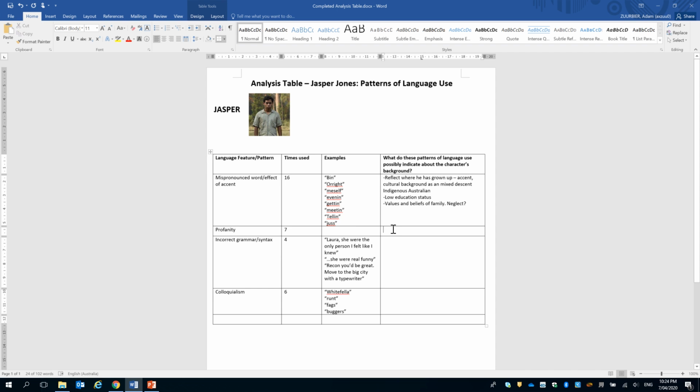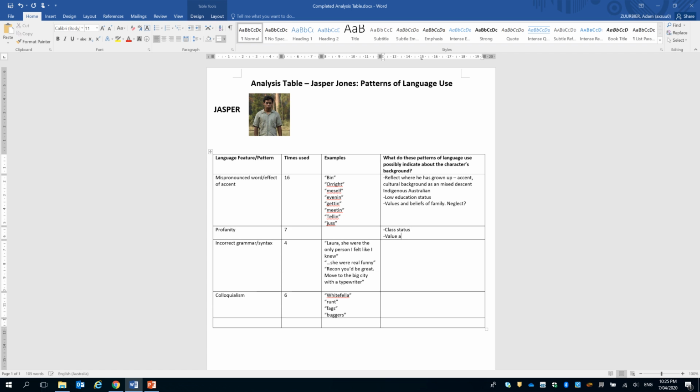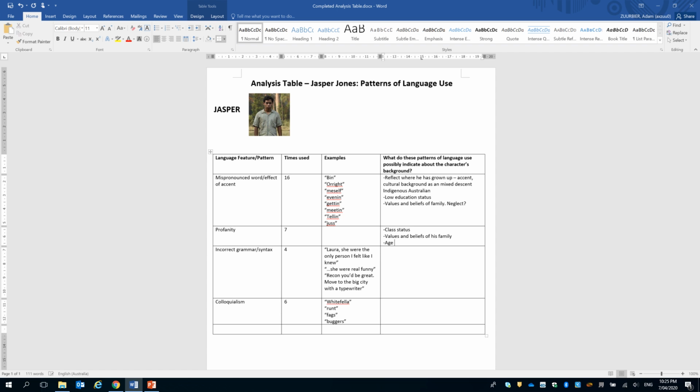Okay, so profanity, what could that reflect? That could reflect his class status and also values and beliefs of his family. Could also just be about his age.